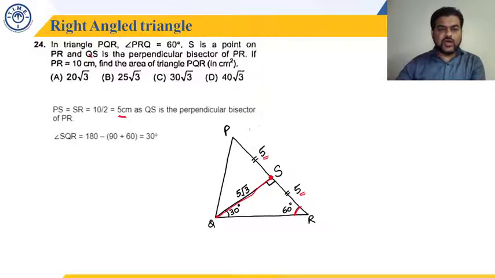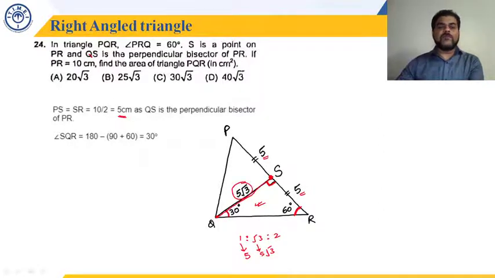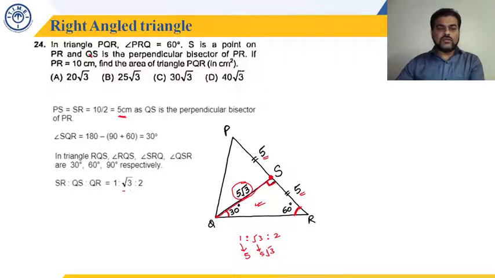Now angle QSR is 90 degree already because it is a perpendicular bisector. So this was 90 degree, this was already 60 degree, so this must be 30 degree. So we got a 30, 60, 90 triangle. The ratio of sides is 1:root 3:2. Now this is opposite 30 degree, in this case it is 5. So if this is 5, then this must be 5√3, which is opposite 60 degree. So the side opposite 60 degree will be 5√3. We have already discussed till here.